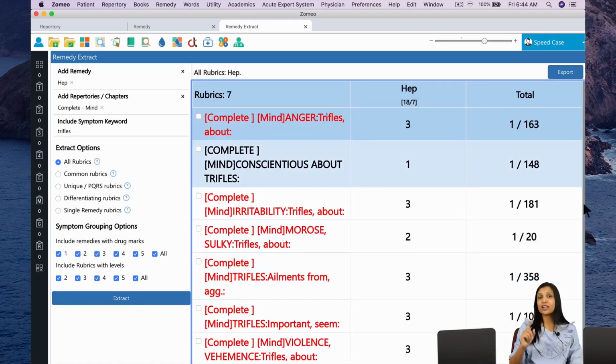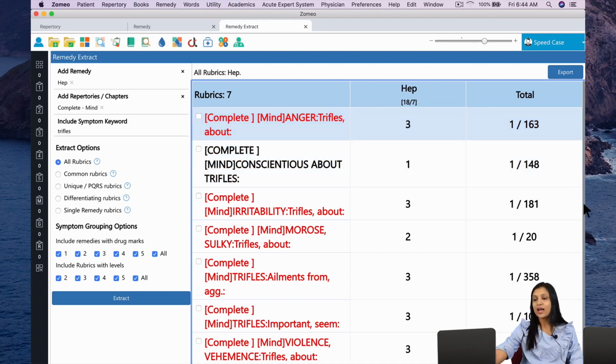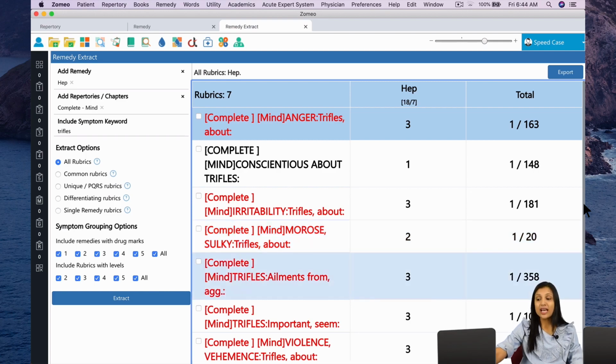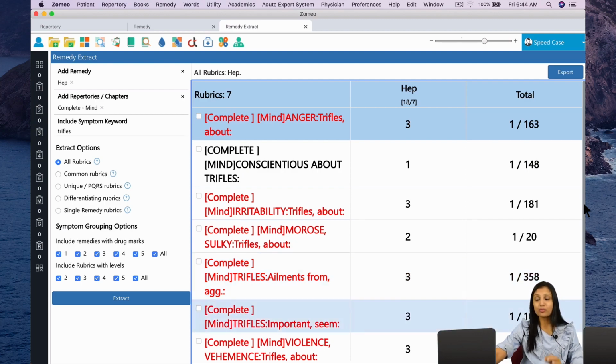And you see that now there are 7 rubrics in the mind chapter of the complete repertory for the word trifles that contain the remedy Hepar. Anger about trifles, where it is present in grade 3. Conscientious about trifles. Irritability about trifles. Morose and sulky about trifles. Trifles, ailments from aggravate. Trifles seem important. And the last is violence or vehemence about trifles.